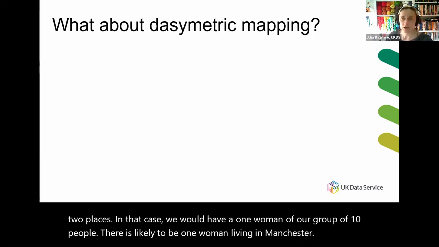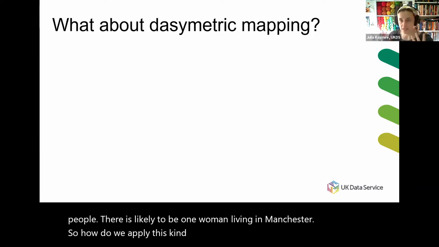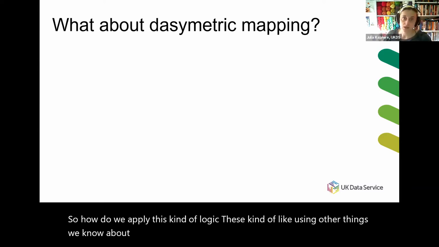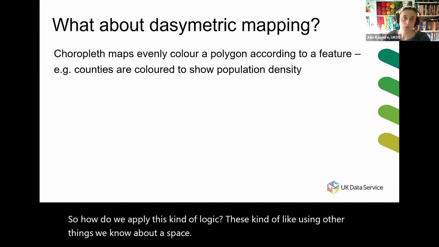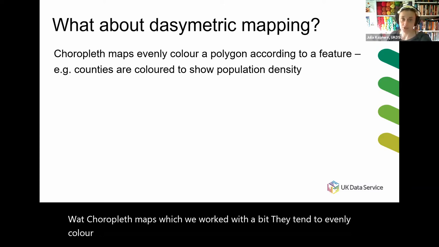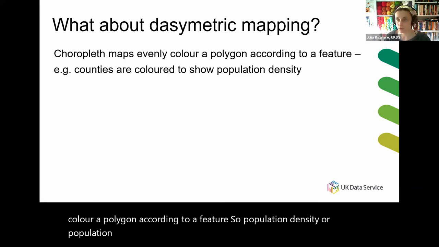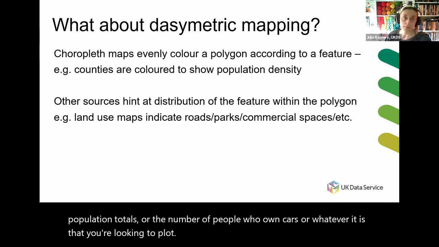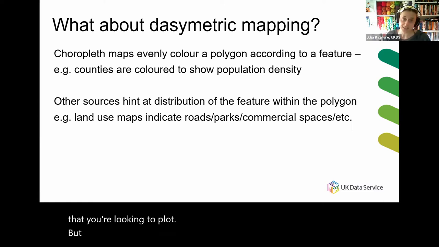So how do we apply this kind of logic, this kind of using other things we know about a space, to mapping? Well, choropleth maps, which we worked with a bit, tend to evenly color a polygon according to a feature, like population density or population totals or the number of people who own cars or whatever it is that you're looking to plot. But other sources can hint at the distribution within that polygon.